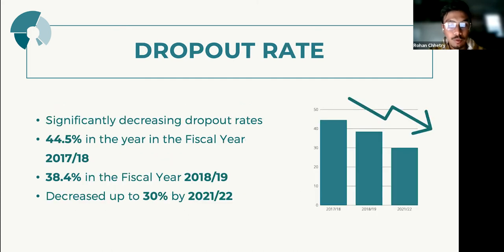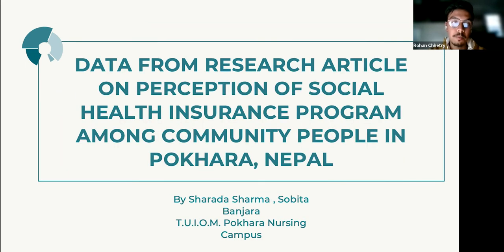Talking about the dropout rate, it has significantly dropped, which is a very good trend we've seen. In the 2017-2018 fiscal year, it was 44.5%. In the following years of 2018 and 19, it went down to 38.4%, and in the years of 2021 and 2022, it has decreased to 30%.